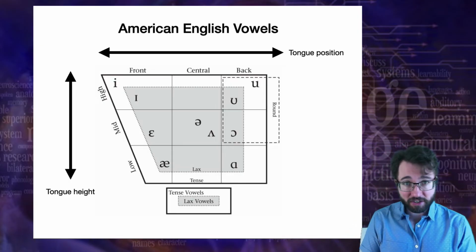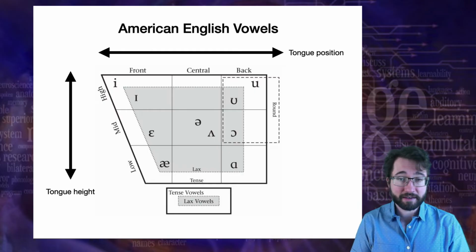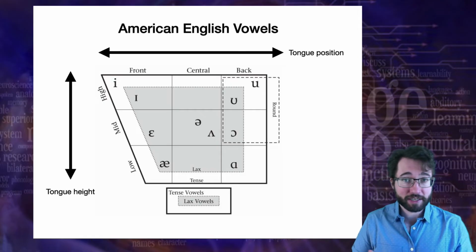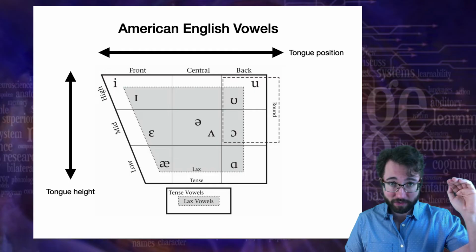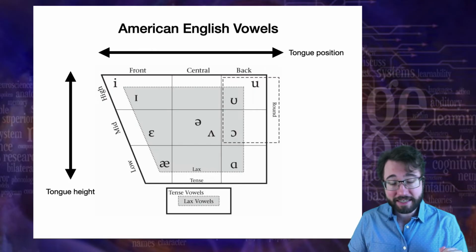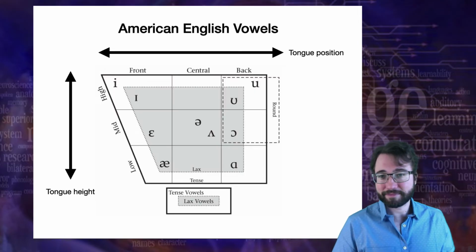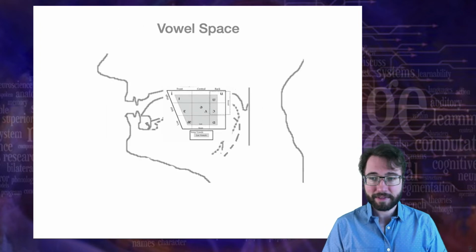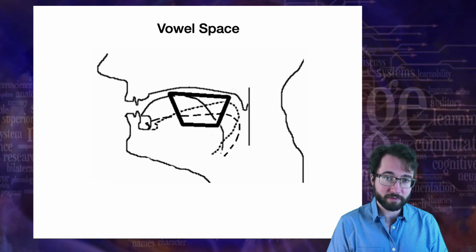Notice that on this chart, the top of the tongue height axis is called high, and the bottom is called low. That's a bit of variation in terms of what textbooks you're looking at. Sometimes the top is called high, sometimes close, sometimes the bottom is called low, sometimes open. I tend to prefer high and low, but you can use whichever one you want. This chart corresponds to the actual coordinates of where your tongue is when you are pronouncing a vowel.